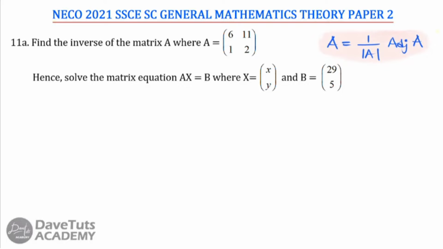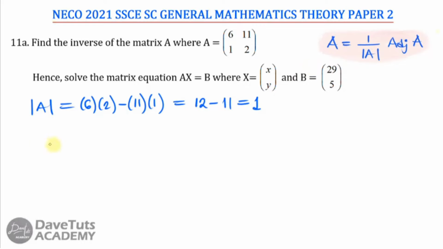I just want you to know that to get the inverse of this 2 by 2 matrix, it is going to be 1 over the determinant of the matrix A multiplied by the adjoint of A. So how do we get the determinant here? To get the determinant of matrix A, that is going to be the product of the elements in the leading diagonal, that's the product of 6 and 2, minus the product of elements in the other diagonal, that is 11 and 1. So we are going to have 6 multiplied by 2 minus 11 multiplied by 1. So 6 times 2 is 12, 11 multiplied by 1 is 11. So the determinant of A is 1. Okay, that's our very first step.